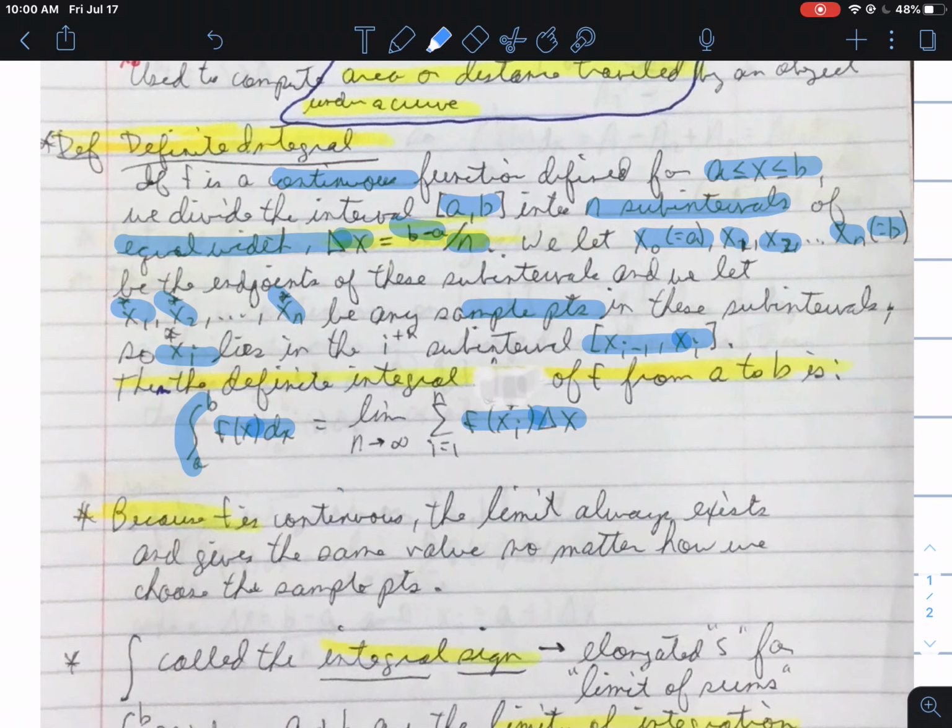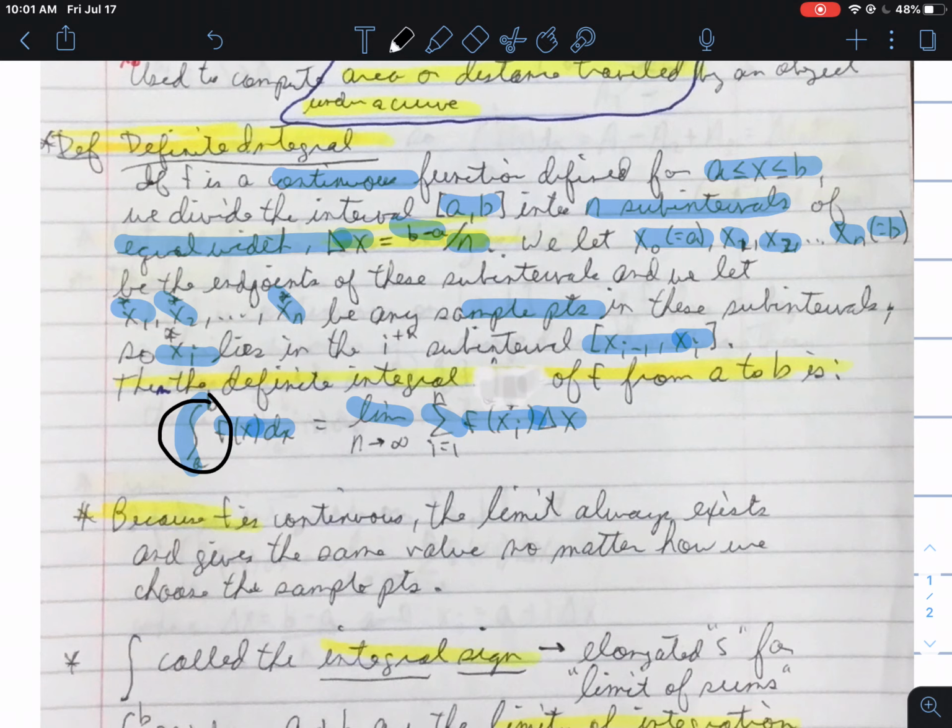In this case, representing the width of our partitions, or subintervals. f of x sub i, well, that's just the height of the rectangle, and f of x sub i star, where that represents a sample point in each subinterval. So more generally, we can just call that f of x. And then we're replacing this limit of sum notation with that elongated s. Okay. So that's the reason for the elongated s, because it's representing the limit of sums.